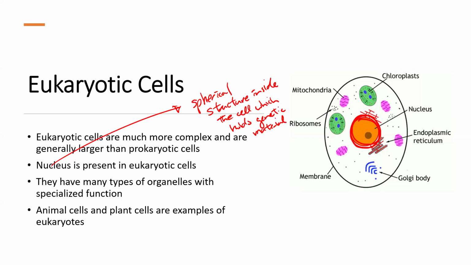In addition, eukaryotic cells have many different types of organelles. All these things that you see listed here are organelles, and each will have a different function. We'll be learning all about it. Organelles are specialized structures inside a cell with specific functions.